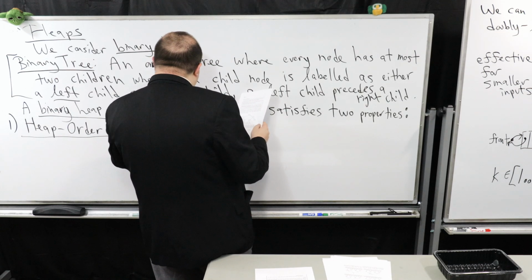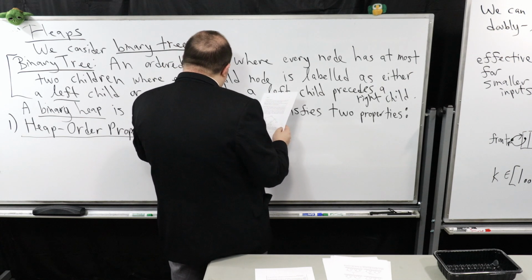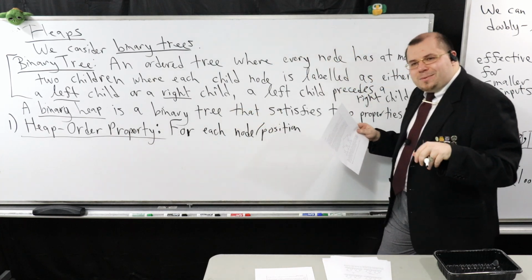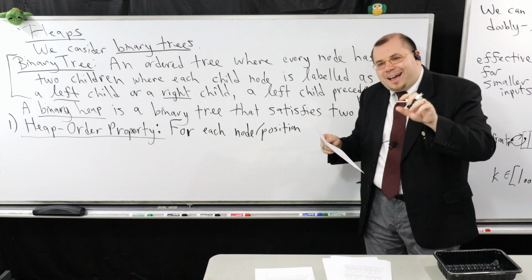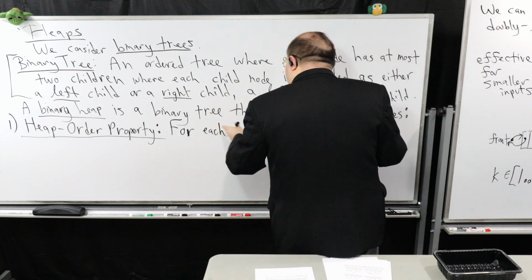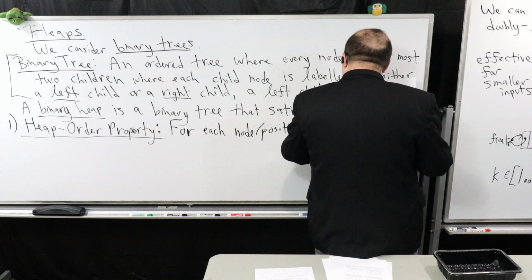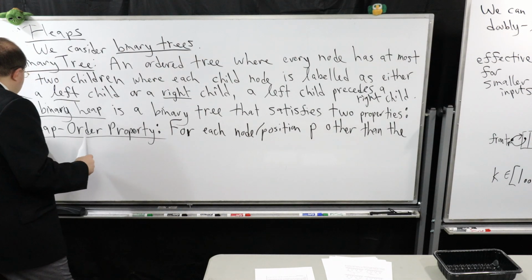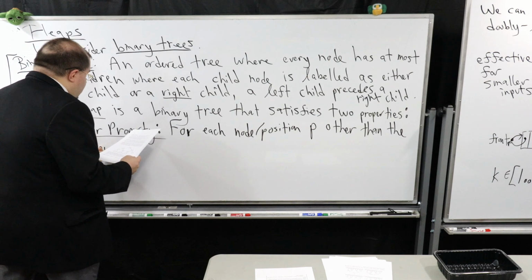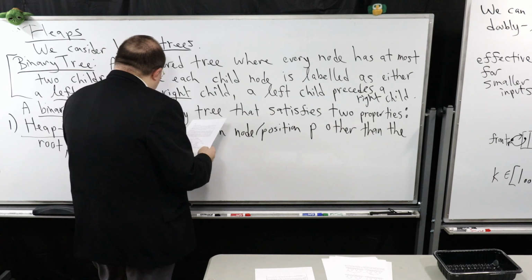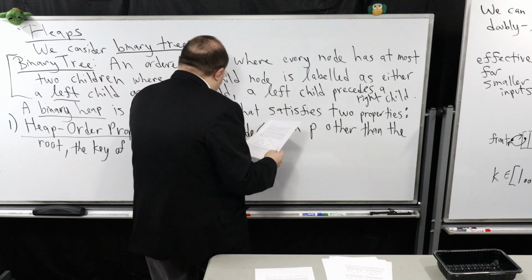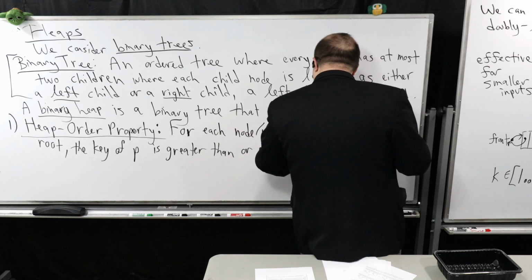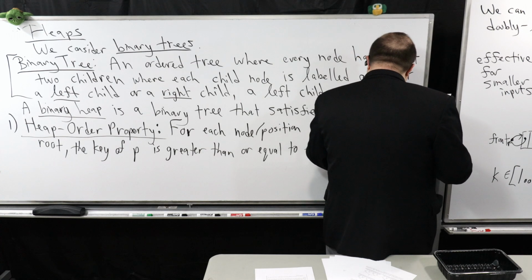So the heap order property is really quite simple. For each node, which sometimes I'm going to refer to as a position, because one of the more popular ways of implementing a heap uses an array, and it's a little bit easier to talk about the nodes as positions in an array, for each node or position P other than the root, the key of P is greater than or equal to the key of its parent.